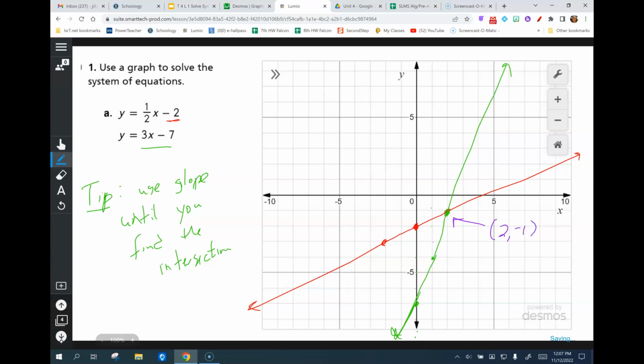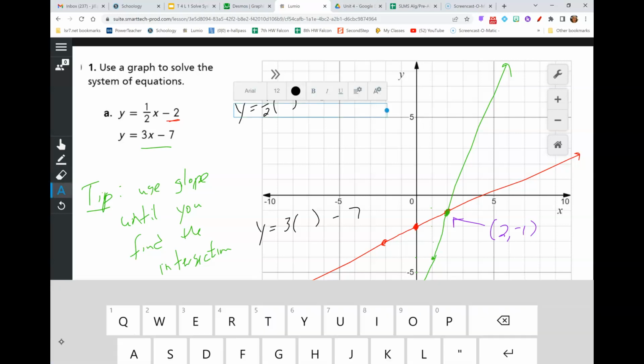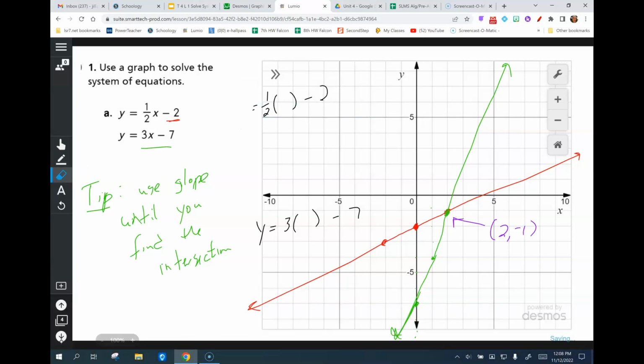That is my solution. Now if I wanted to check it, I could actually plug it in. For the heck of it, let's just do it. We're going to plug it into the equations: y equals 1/2 x minus 2, and y equals 3x minus 7. In place of x and y, we're going to put our x and y values. In place of y, I put -1. In place of x, I put 2. Let's see if that actually works out.